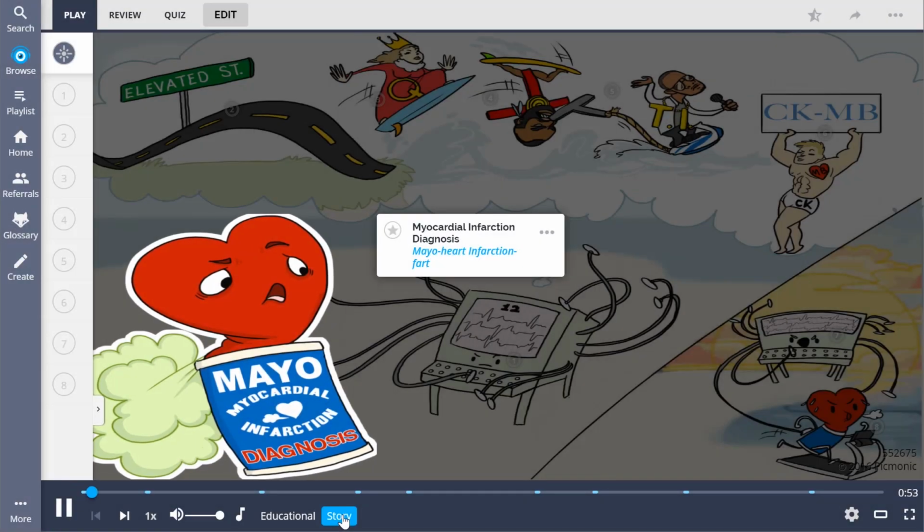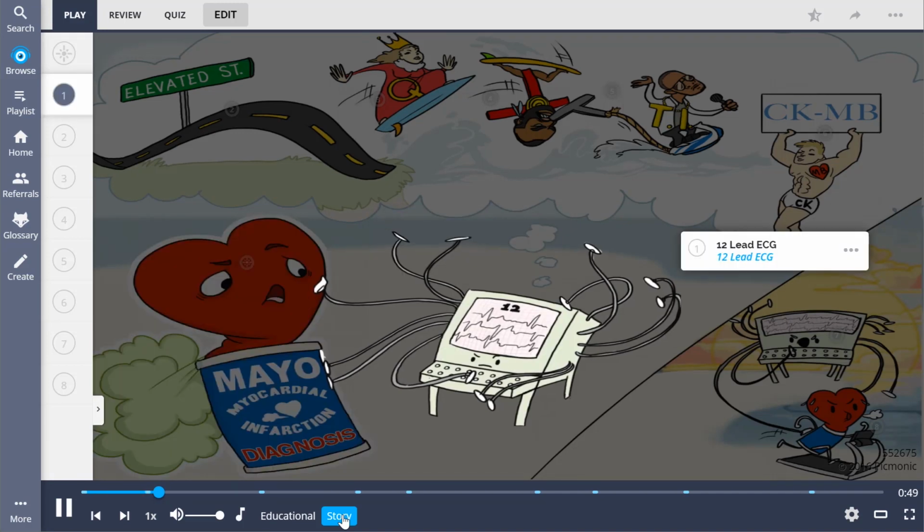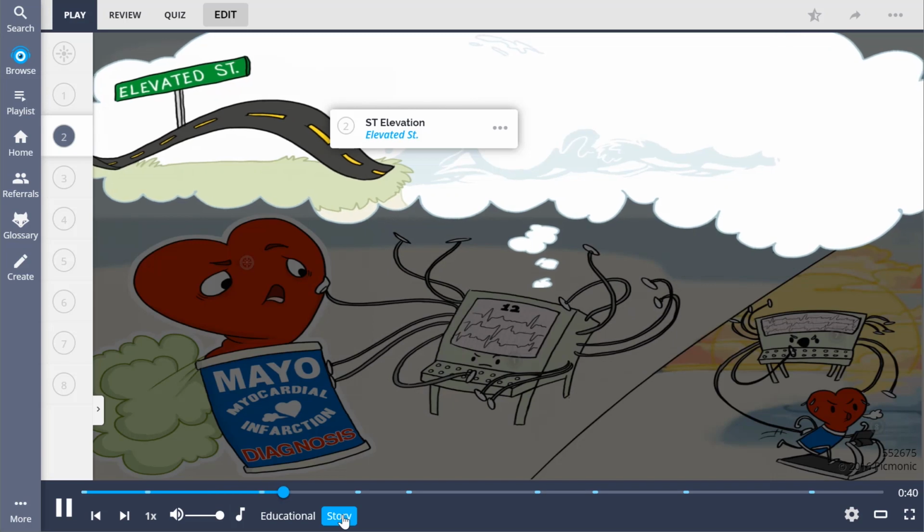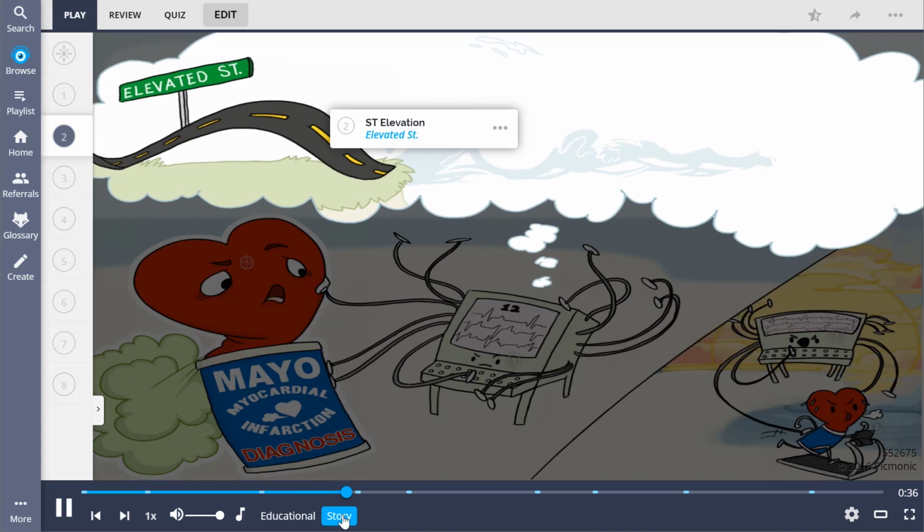Mayo Heart Infarction FART has what it takes to win the big surfing competition, but he's not discovered until the 12-lead ECG machine reads his ingredient label. He sees that he has all the makings of a surf champ. ECG foresees that the renowned surf competition on Elevated Street will have the roughest and toughest surfers around.